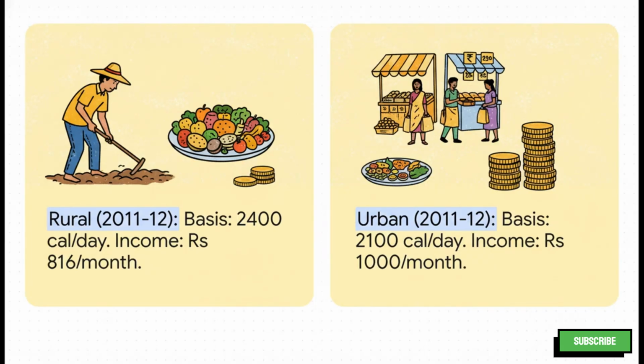So for 2011-12, for example, the poverty line was different for rural and urban areas. In rural areas, the calorie requirement was set higher, at 2,400 calories, which makes sense, right? It reflects more physical labor. But the income threshold was actually higher in urban areas, 1,000 rupees per month, and that was to account for the higher cost of living in cities.